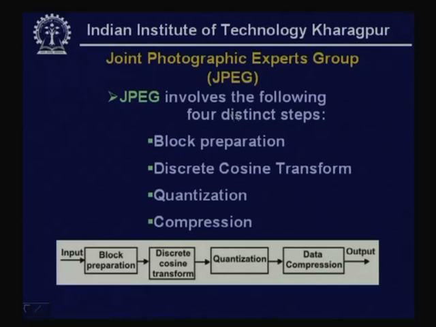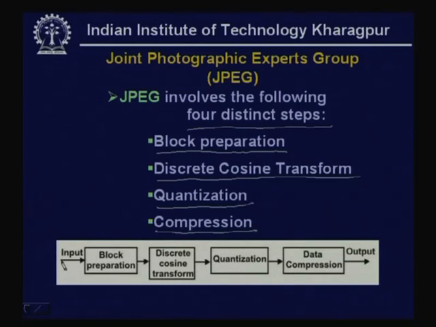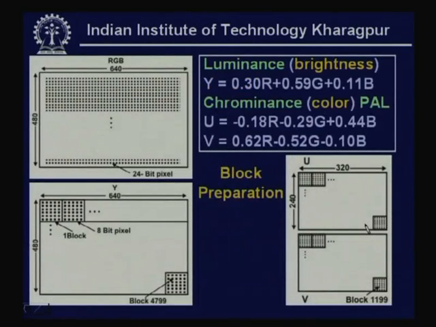JPEG involves the following 4 distinct steps. First one is block preparation, second one is discrete cosine transform, third is quantization, fourth is compression. These are performed one after the other to generate the compressed output. So raw data is received here, then block preparation, discrete cosine transform, quantization and data compression are performed to generate the output. First, let us consider the block preparation.